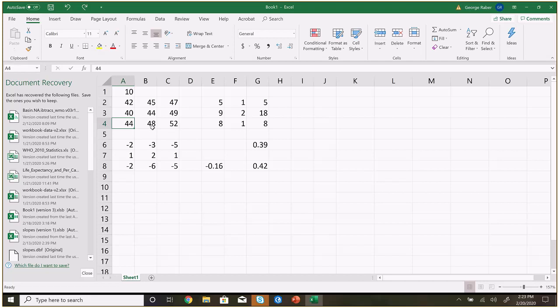And what happens if we make all the numbers the same or make them more similar? 42, 45, and 47. See how the slope got less? It went down. It's a shallower slope.